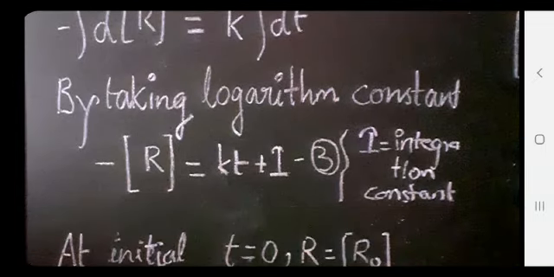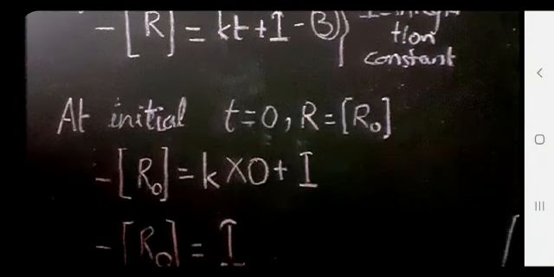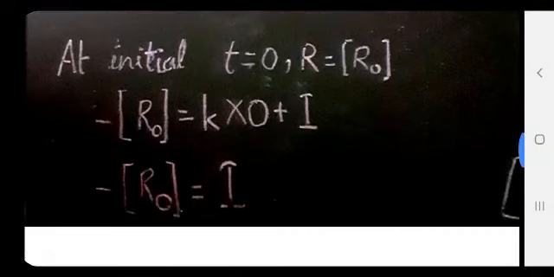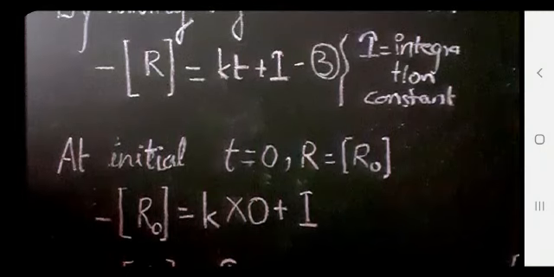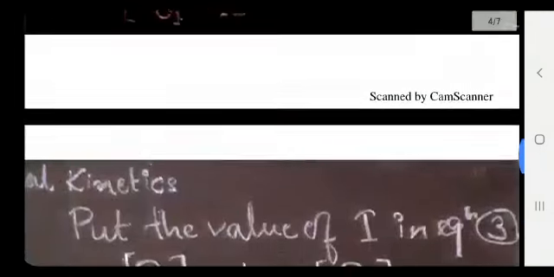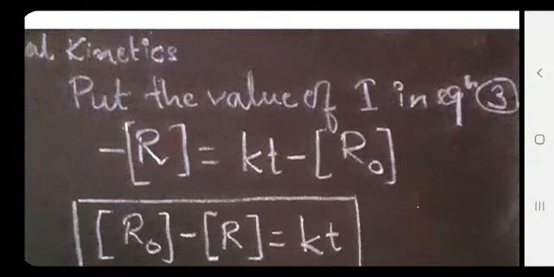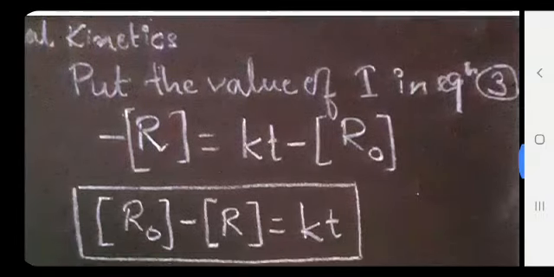At the initial concentration, where time is taken as 0 and R is taken as R naught, by substituting this value we get minus [R]0 equals k into 0 plus I. k into 0 is equal to 0, and finally we have minus [R]0 equals I. So with the help of this we get the value of I. By putting this value of I into the above equation 3, we have minus [R] equals kt minus [R]0.